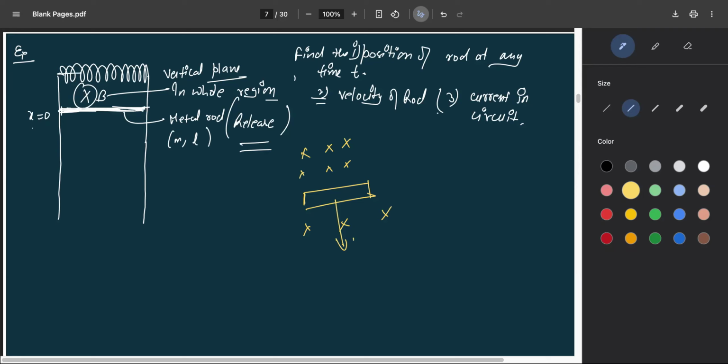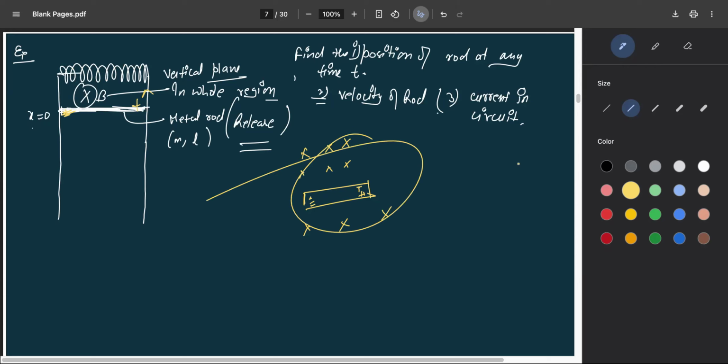Now look, I can give you one hint to solve this problem. When this rod is moving downward, there will be electrons moving to this side. There will be a magnetic field generated this side, like this. There will be current flow. This current will produce a magnetic field, so we have to use all these methods.